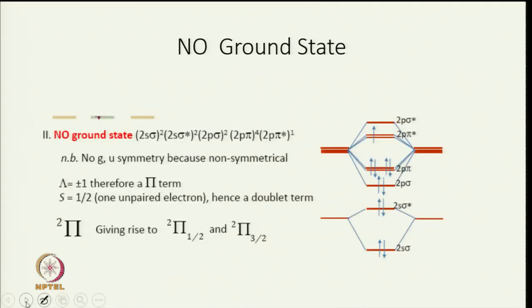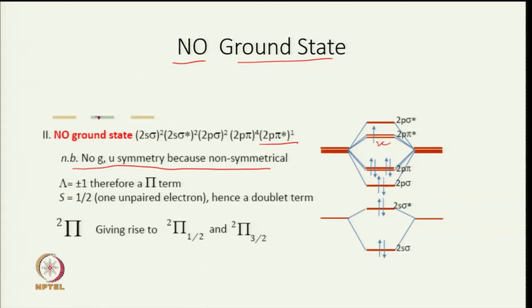Now, let us talk about the NO molecule and write the ground state term for it. In NO, there are 2 electrons here, 2 electrons here, 2 electrons in 2p sigma, 4 electrons in 2p pi and 1 electron in 2p pi star. Since it is a non-symmetrical molecule, there is no g/u symmetry here.